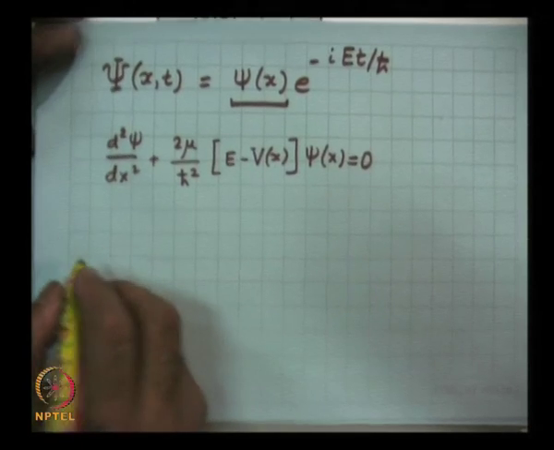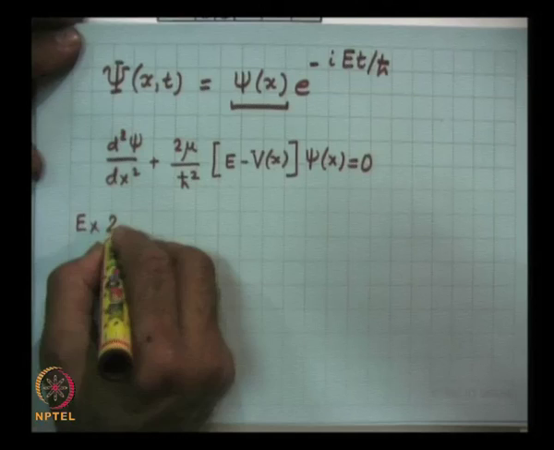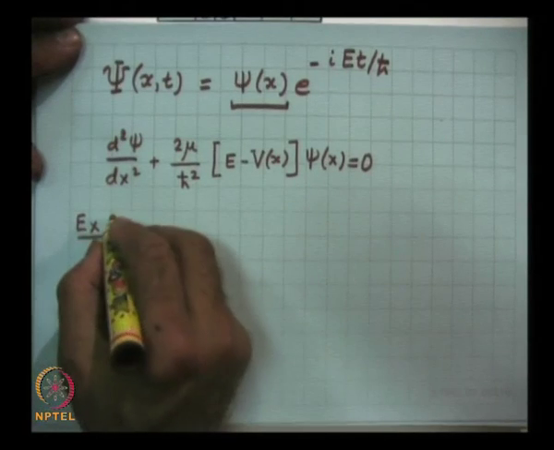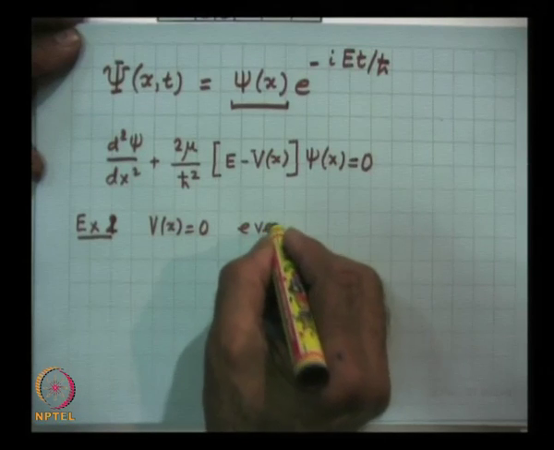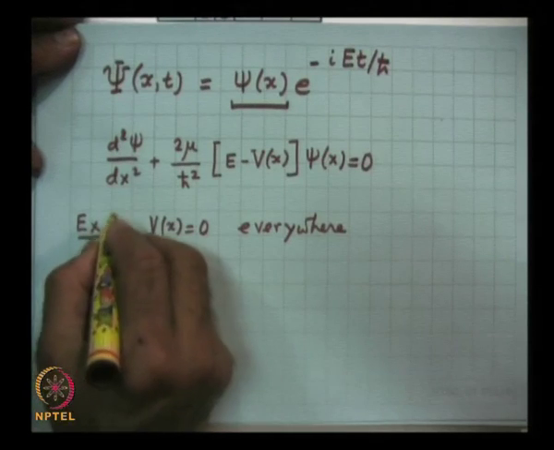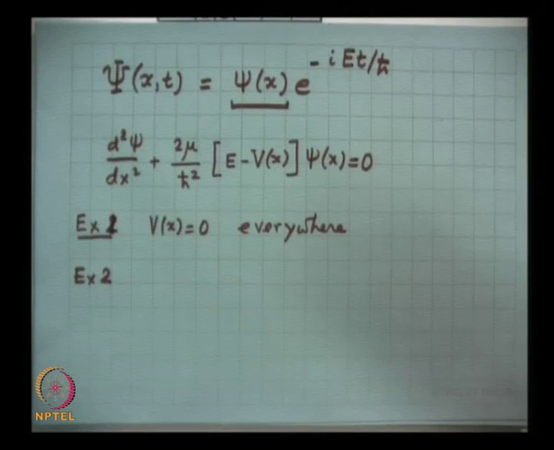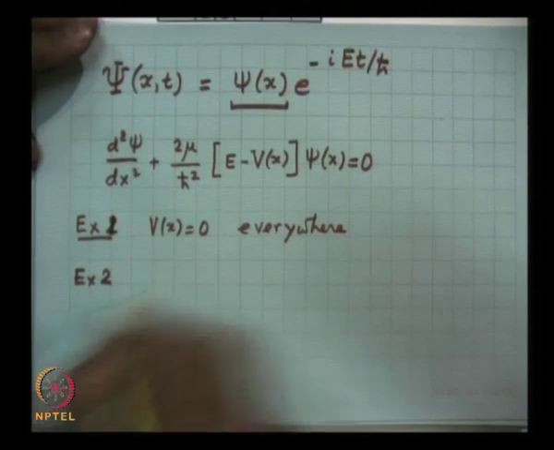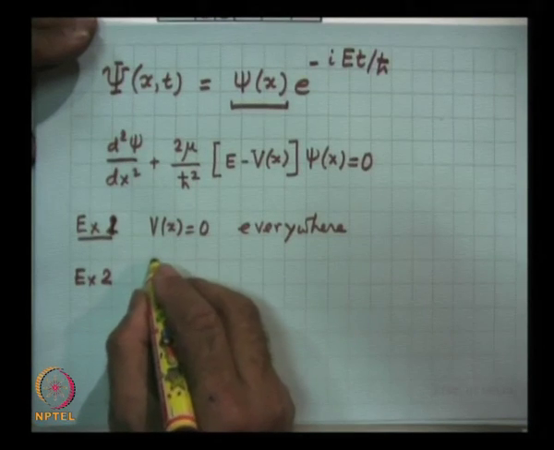So, let me solve the first example. Actually, this is the second example. The first example was the free particle problem. The first example that we had solved was V of x equal to 0 everywhere. This was the free particle problem that we had solved in great detail. The second problem that we will solve is the particle in a one dimensional box.